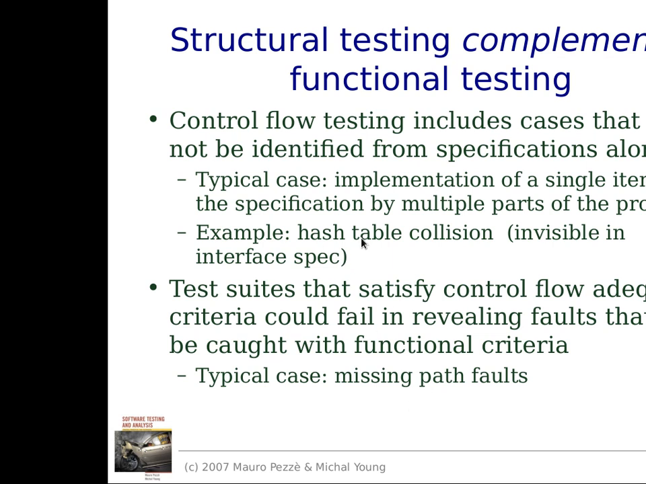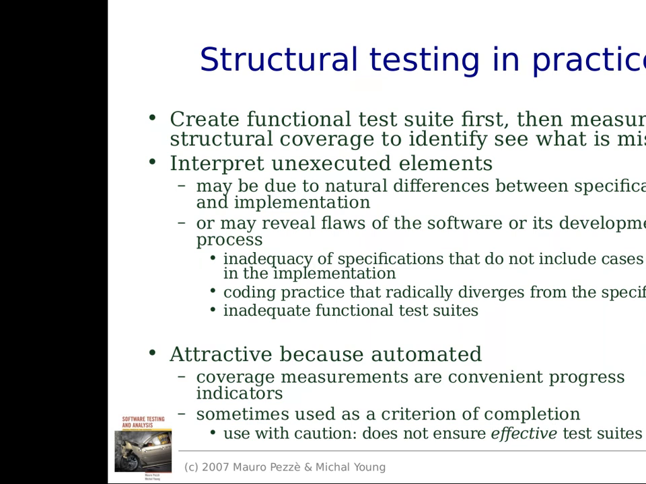Maybe there's something we didn't know in the functional spec. Maybe we never said that there's a hash table. But when we look at the code, we say, oh, there is a hash table. Maybe we need to test for collisions as well. That's a pretty good example of why structural testing can be very helpful.